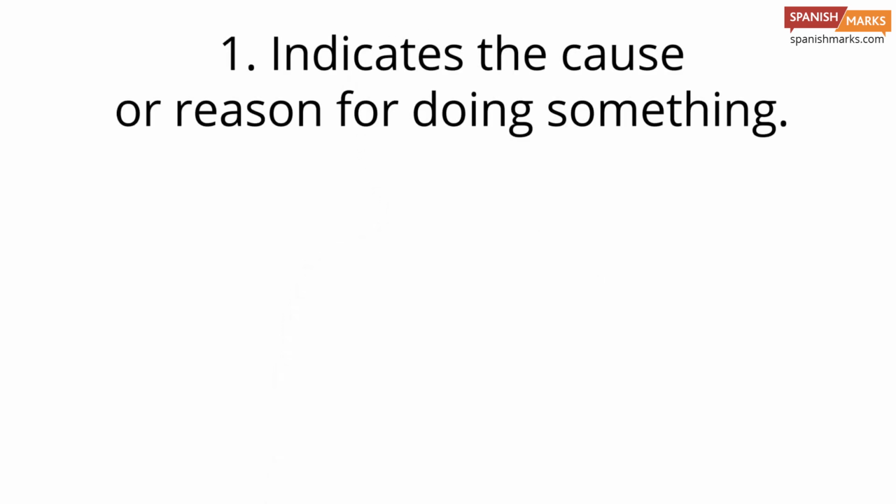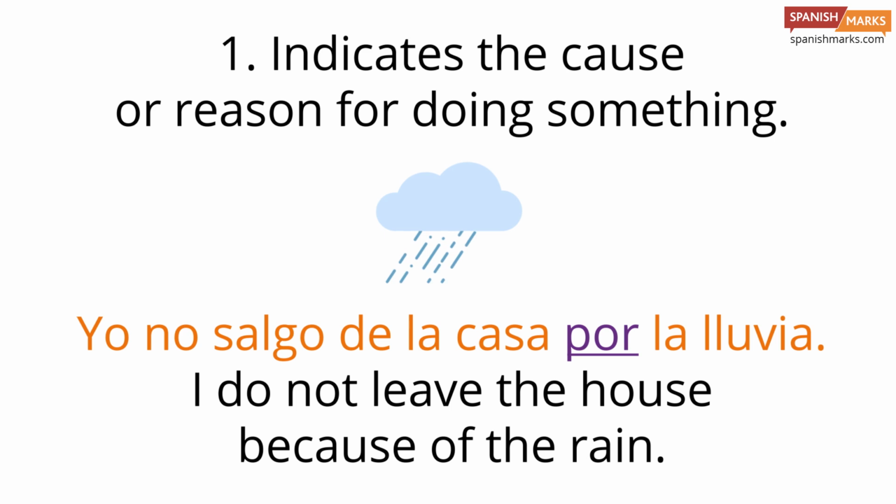Indicates the cause or reason for doing something. This is one of the core uses of por and used whenever you want to talk about why something happened or why someone did something. Yo no salgo de la casa por la lluvia. Remember how earlier I said that both por and para can take a few different translations depending on how they are used? Well, this is an example of that, where por translates as because.